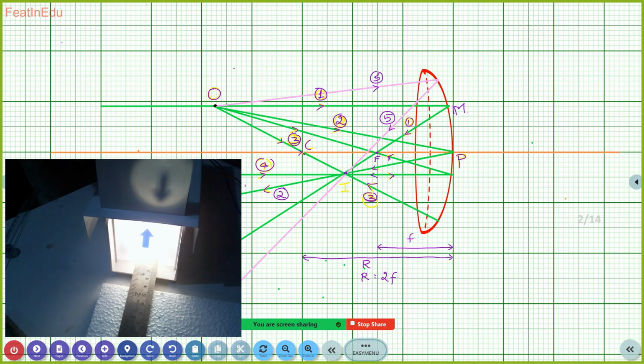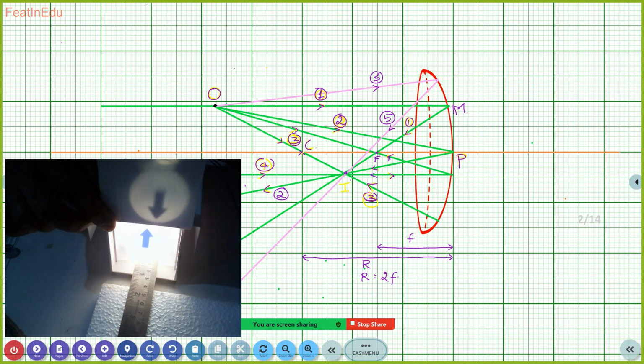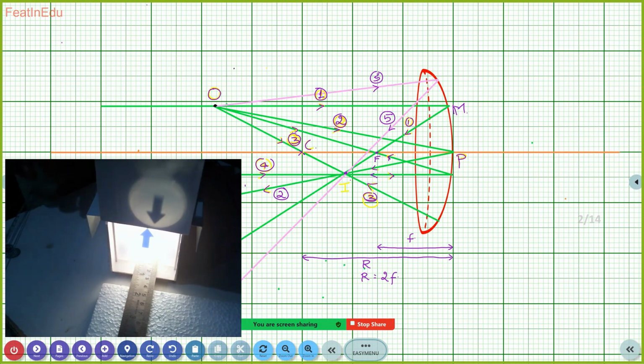So now what should you do? I should bring it closer, so that the image distance now has to reduce. So I am reducing it. You can see, I am reducing it. Okay. So you can see that as the object has gone beyond C, the image distance is decreasing.